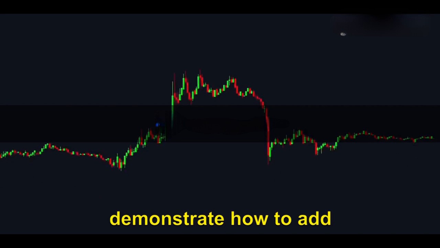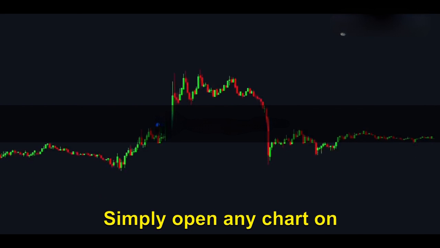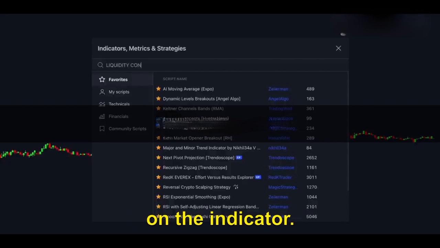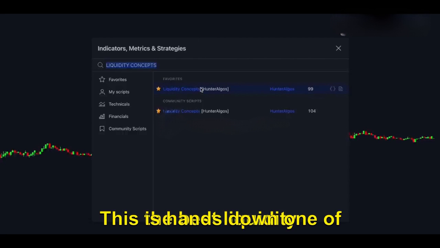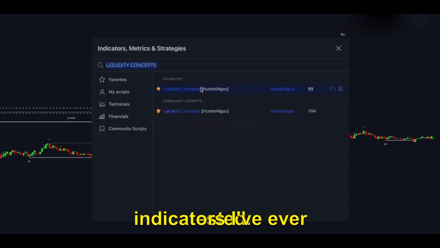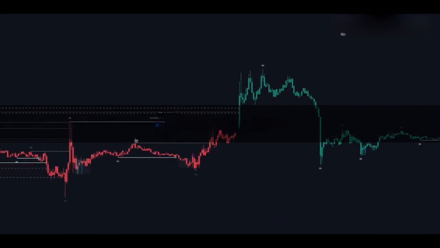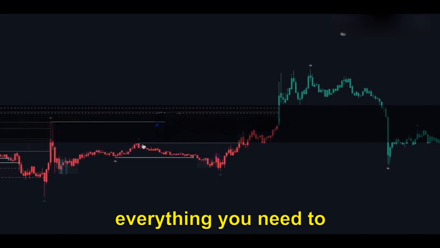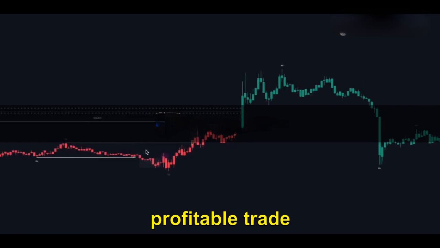First off, let me demonstrate how to add this indicator to the chart. Simply open any chart on TradingView and click on the indicator. Search for Liquidity Concepts by Hunter Algo. This is hands down one of the best liquidity indicators I've ever tested. At first, the indicator might seem too complex, but don't worry. I'll walk you through everything you need to know about this tool so you can easily identify profitable trade opportunities.